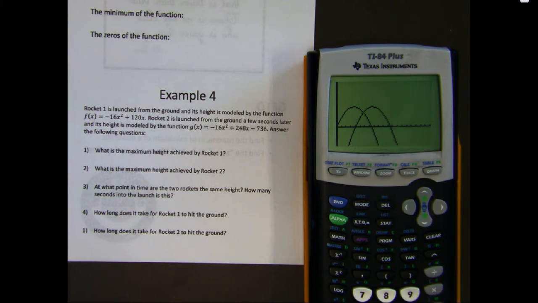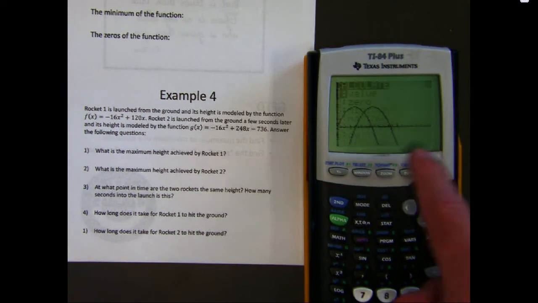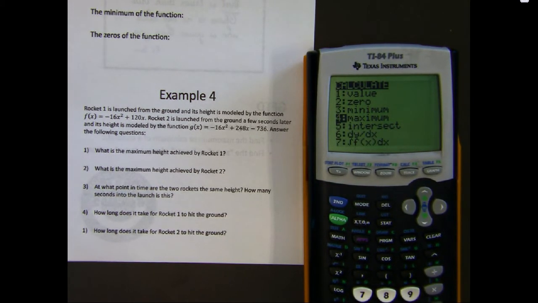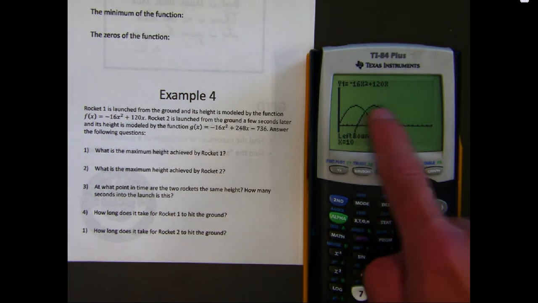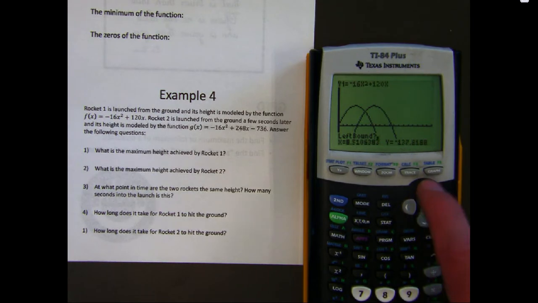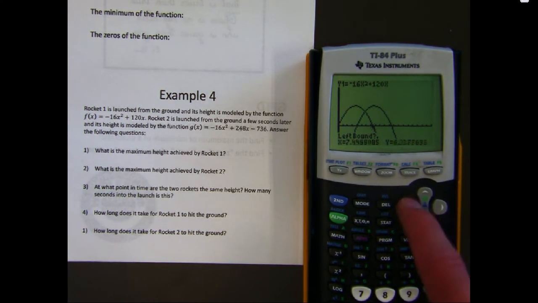The first question says, what's the maximum height achieved by rocket 1? To figure out the maximum, we've done this before, but we'll do second trace maximum. And left bound, we got to make sure it's to the left of that coordinate right there, to the left of that vertex right there. Right now my cursor was all the way off to the right for some reason.